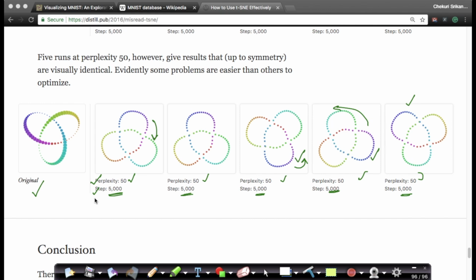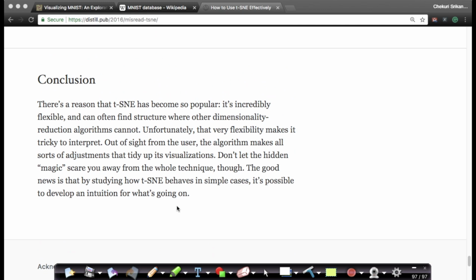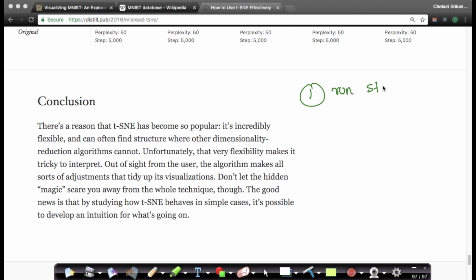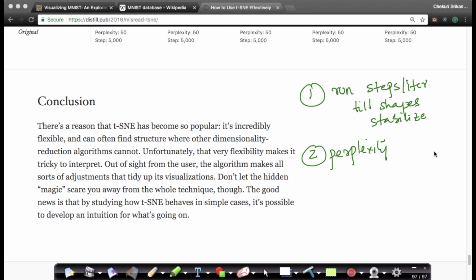So the most important lessons to learn for all of us are: always run your steps or number of iterations till the shapes stabilize. Okay, this is the first thing. Second is try various values of perplexity. If you have n points, always try to keep it less than n, but try to keep your perplexity between 2 to n. Okay, and see how the shapes are changing. Never run t-SNE once. The most important lesson, never run t-SNE just once and start reading it.